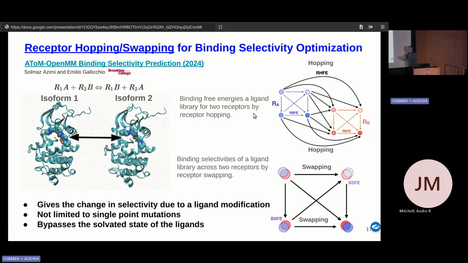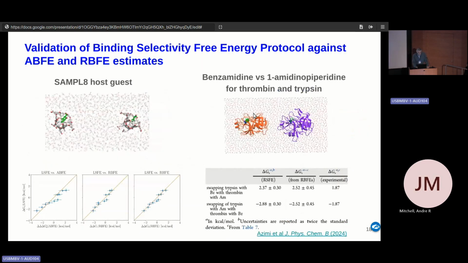This particular swapping, called ligand swapping, it's turning out to be very useful. It converges quite quickly if the two receptors are not that different in terms of structure, basically because it bypasses the solvated state of the ligand and the receptor. So it's very convenient.